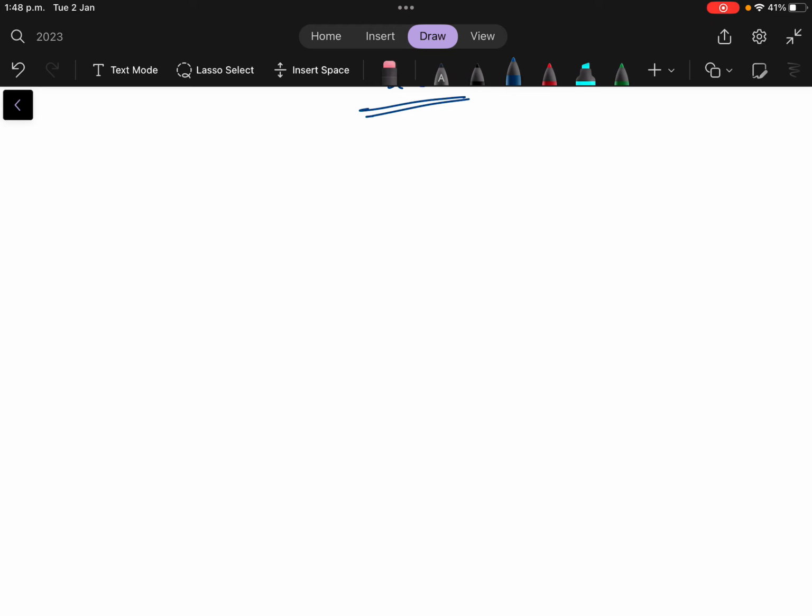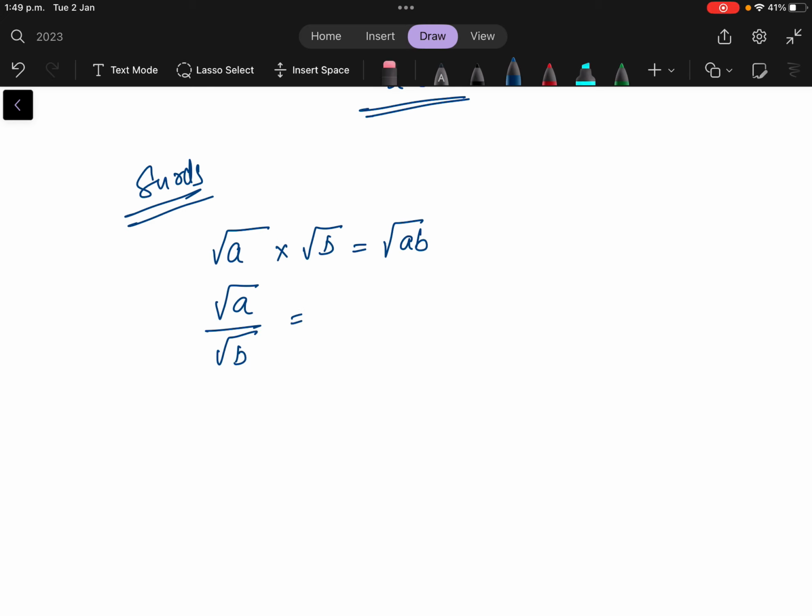And now let's move on to surds, simplification of surds. So for surds also, you have certain formulas. They are not there in the formula book, but it's quite easy. If you have surds like √a times √b, you can write it as √(ab), or √a divided by √b can be written as √(a/b). And you can simplify the surds.